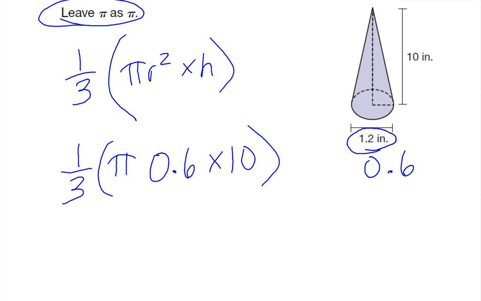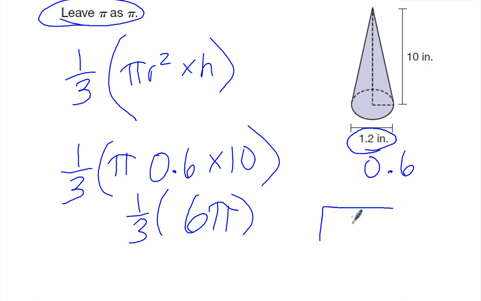Okay. So 0.6 times 10 is 6 pi. We're going to times that by 1/3, which is the same as dividing 6 by 3, which is 2. So the volume of this shape is 2 pi. Okay, so we're leaving pi as pi.